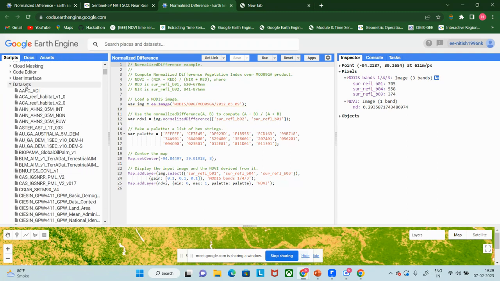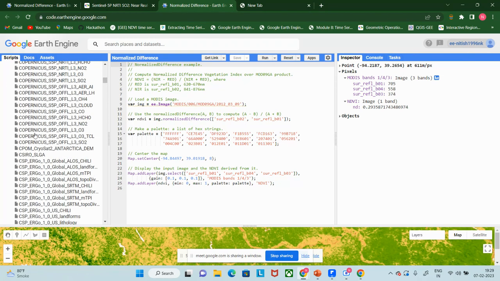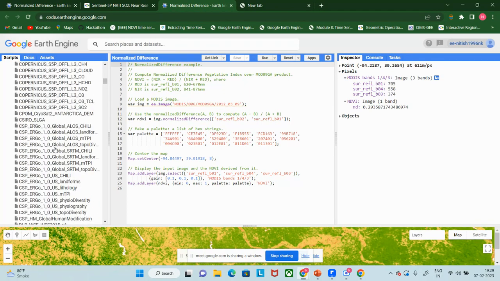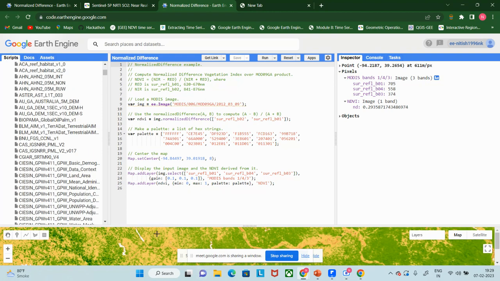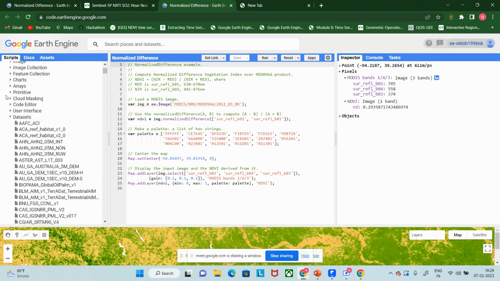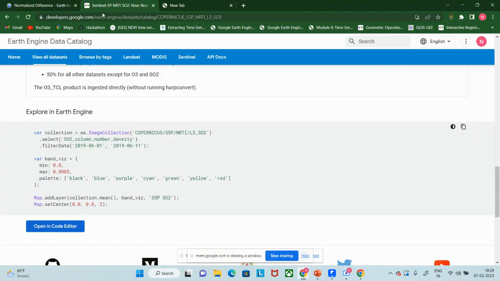And here datasets are also there, like which datasets to visualize; we will be using Sentinel. But here every dataset has one example of how to take it and how to add it to your map. Those examples are already here. So that is for today, this much only.